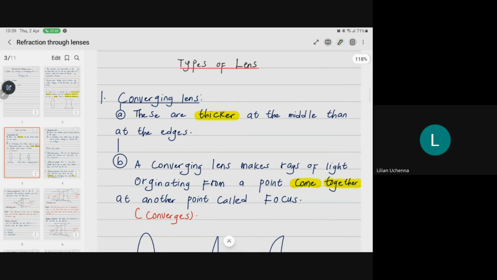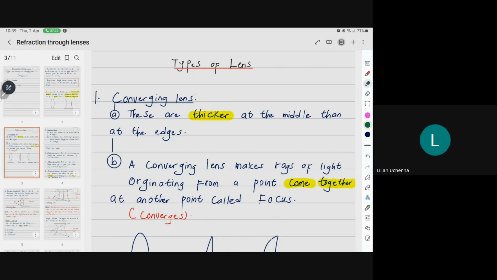converging, meaning that it makes the light rays coming from a particular point come together at a point which we call the principal focus. I'm glad we've treated mirrors. When I treated mirrors, I explained a particular concept. I said that for your concave mirror, it converges. It comes together at a point, which is your principal focus.